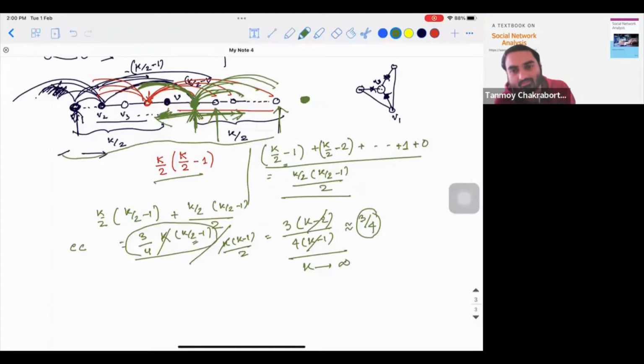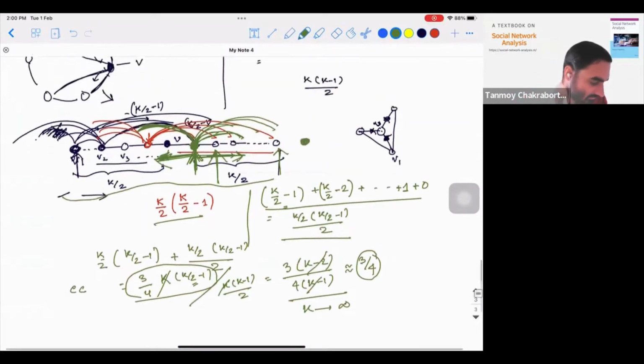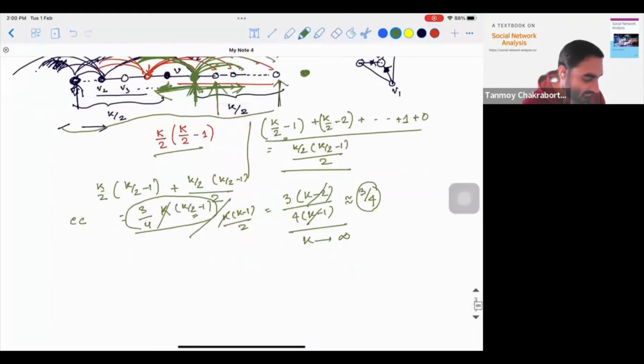Clustering coefficient ranges between 0 to 1, right? 3 by 4 is pretty high, right? So in case of the ring lattice network, the good part is that it kind of follows the real world behavior with respect to the clustering coefficient.